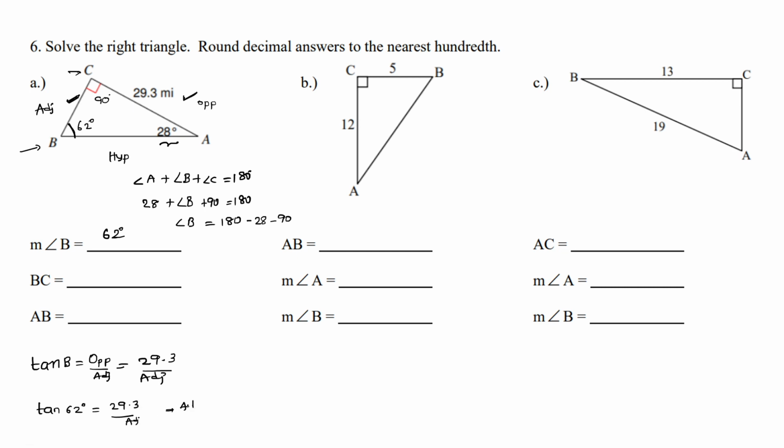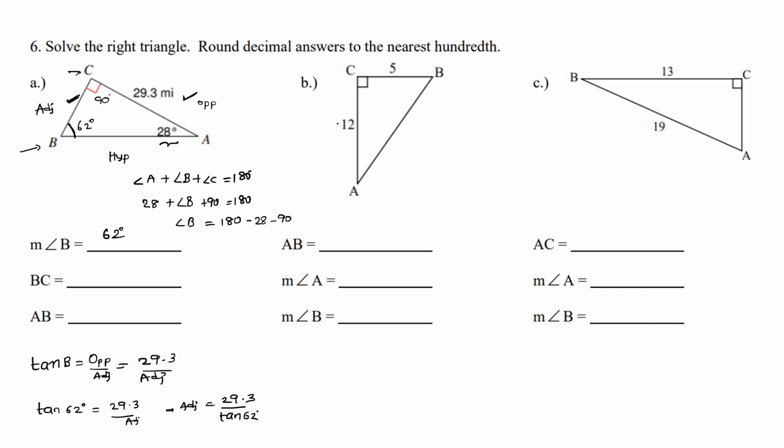So adjacent side is given by 29.3 by tan 62. Okay, so we can directly use the calculator to find this value. Similarly, we can find AB by using either sin theta or cos theta.